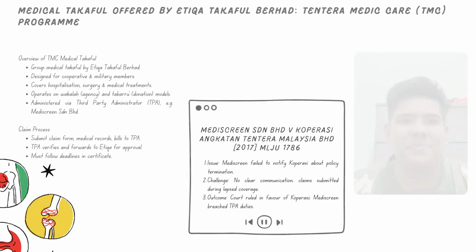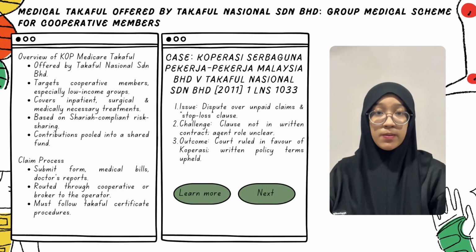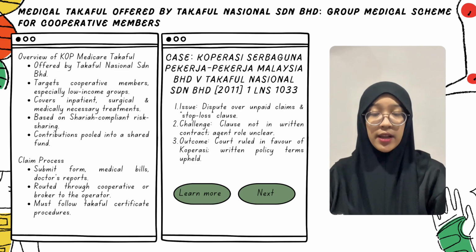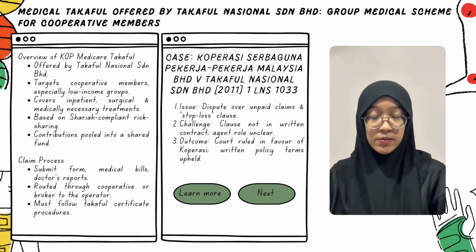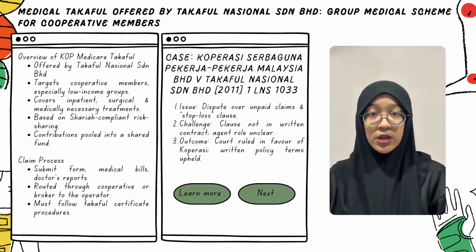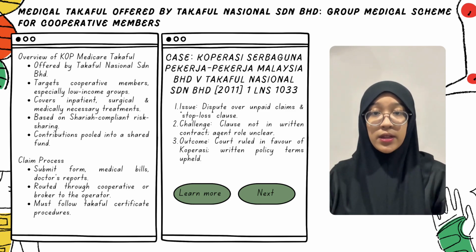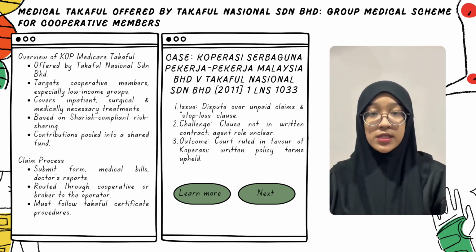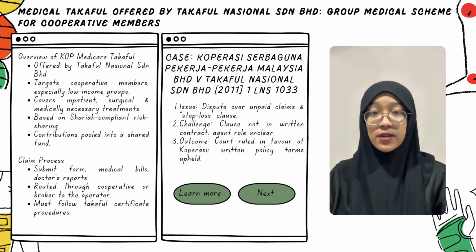Thank you. Next is the case of Koperasi Seberguna Pekerja-Pekerja Malaysia Berhad and Takaful Nasional Sdn Berhad. This case involves a group medical Takaful scheme provided by Takaful Nasional for cooperative members. It offered coverage for hospitalization, surgery, and treatments based on Sharia principles, where members contribute into a risk fund to help each other. The main issue was whether Takaful Nasional misrepresented the policy terms to the cooperative and whether BFI insurance brokers acted as Takaful Nasional's agent. The challenges arose when Takaful Nasional claimed there was a 95% liability cap and a stop-loss limit, but these terms were not written into the official policy.